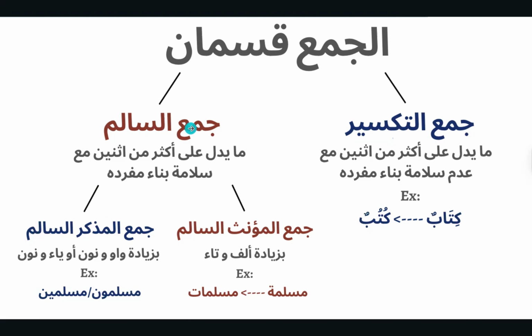نعم. Then you have جمع السالم which is ما يدل على أكثر من اثنين مع سلامة بناء مفرده, which is what indicates more than two things but the singular form of the word stays intact. So all you're doing here is adding something at the end of the word. It's similar to English, right? Most words in the English language are made plural by adding an S to them, right? Teacher, teachers, house, houses. So جمع السالم is pretty much the equivalent to that in the Arabic language, right?